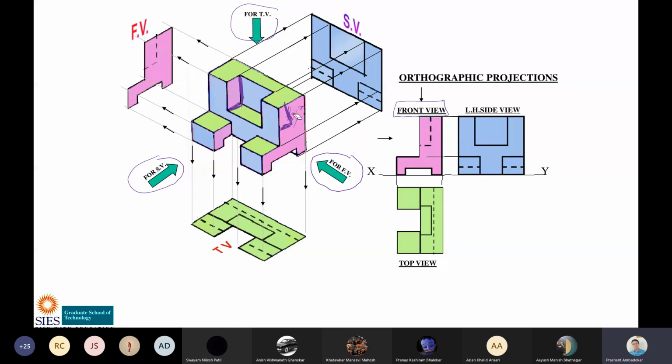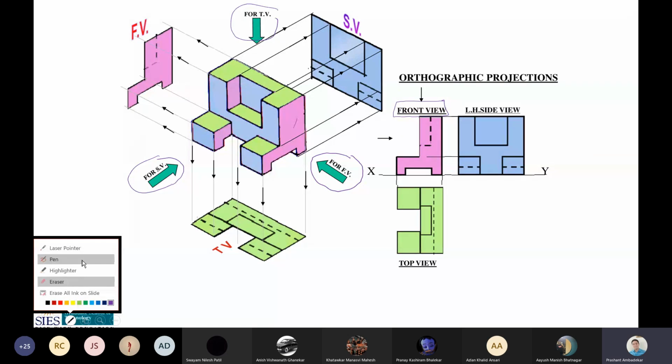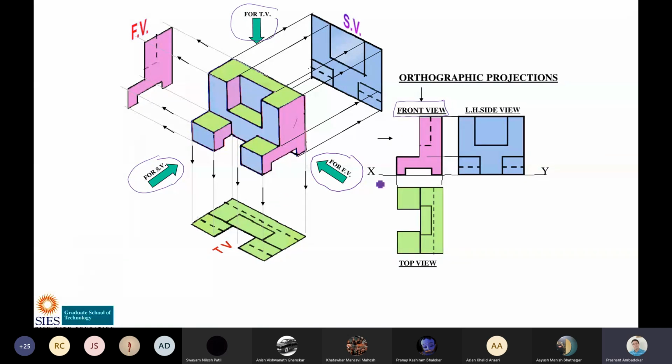This is dotted. Front view is done. Now for top view, see, this is the top view. See, things are easy, okay, but it is not that easy. It will not be that easy for you in the examination. Such a simple object, you will not get this in the exam.